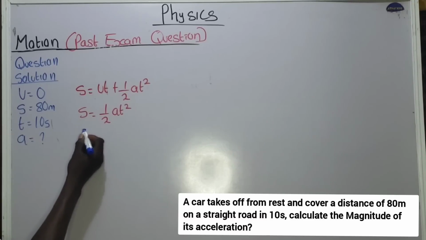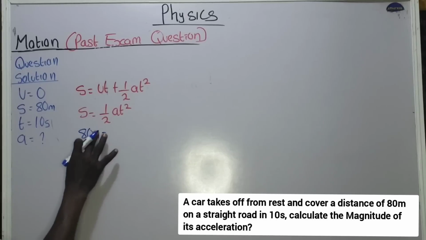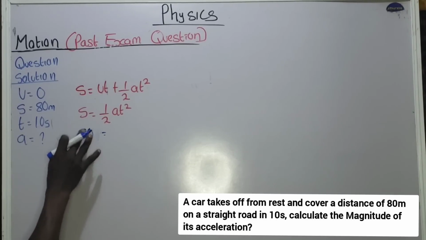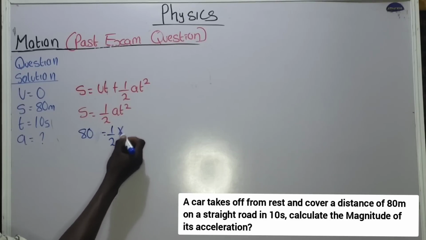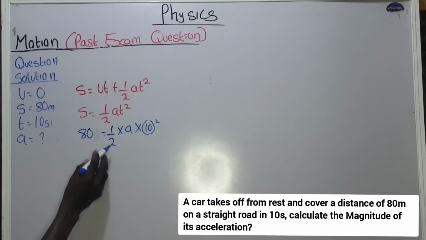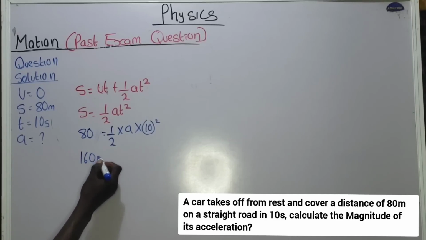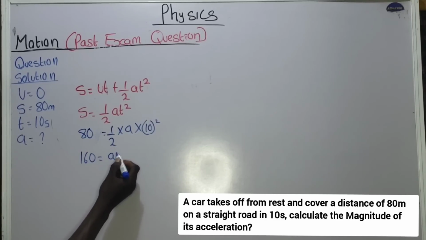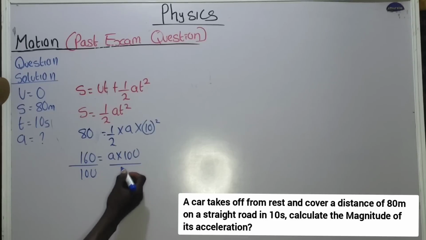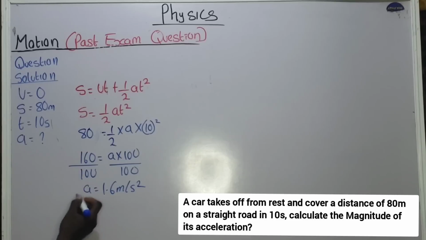We know that S is 80, so this is 80 equals, okay, there is no need, by the time we are done, we're going to put the necessary units. You understand? Okay, S equals 80 equals 1 over 2 multiplied by A multiplied by T squared. T is 10, so I'm going to have 10 squared, okay? So 2 multiplied by 80, that is 160. So I'm going to have 160 equals A multiplied by 100, because 10 squared is what? 100, okay? Divide both sides by 100. A equals 1.6 meters per second squared. You understand? So the value of A, the magnitude of the acceleration, is 1.6 meters per second squared.